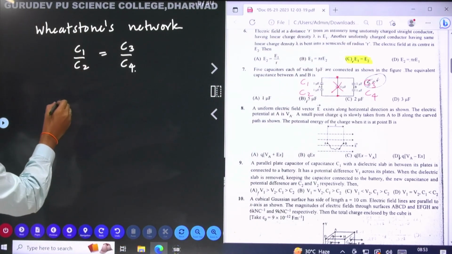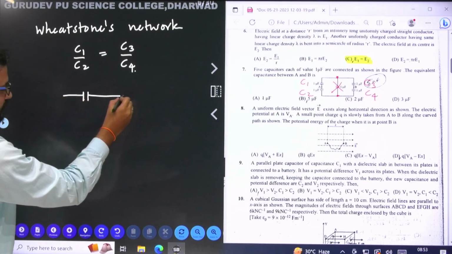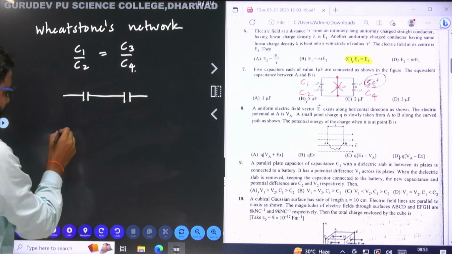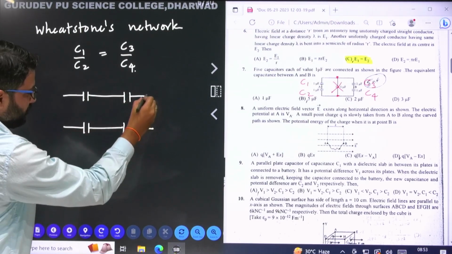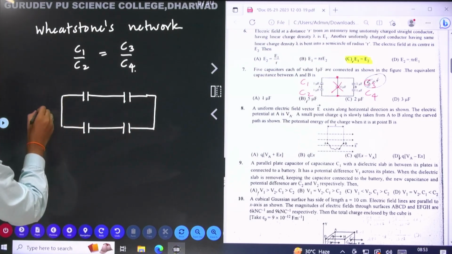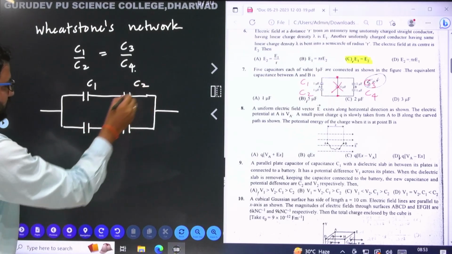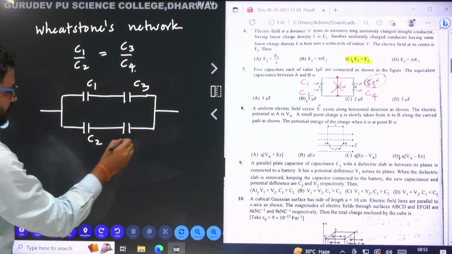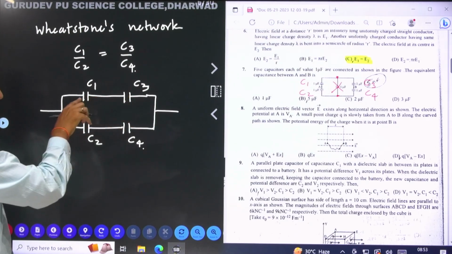So it would be simple for me. If I draw the circuit, the concept would be very simple. I would have 2 capacitors here which are in series, and this is C1, C2, sorry, C3, this is C2, C4. Now try to find the value of this. First of all, these two are in series.